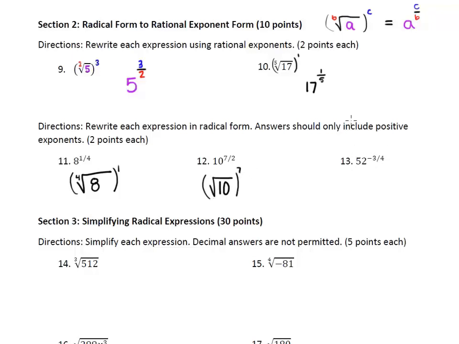This one has a negative exponent, and it does say we should only include positive exponents. So let's take care of the negative exponent first. Let's treat this like a fraction, and we're going to move this down to the denominator. So 52 to the positive 3/4. I do need to keep something up top. Technically, this whole thing is being multiplied by 1, right? It doesn't do anything. So technically, the top still has a 1. Okay, now we can rewrite it. So I have 1 over radical, the 4th root of 52, and the whole thing is being raised to the 3rd power like so. And that's our answer to number 13.